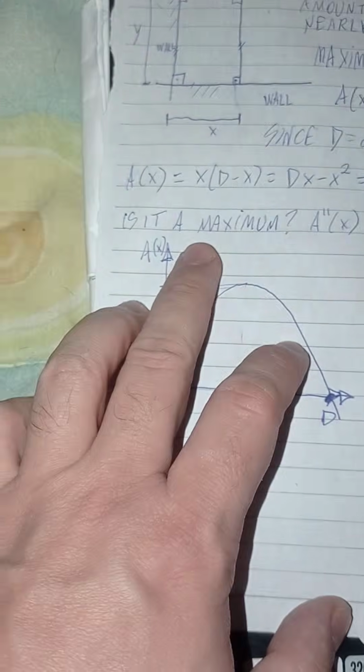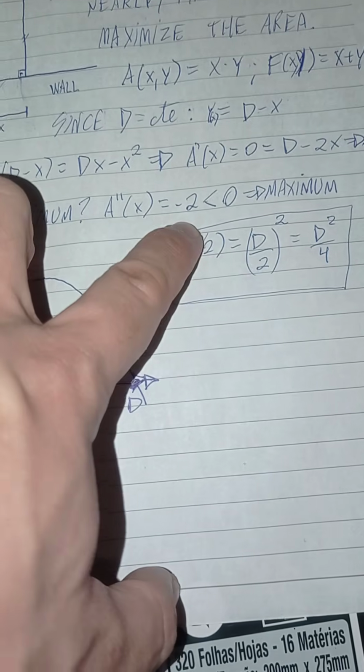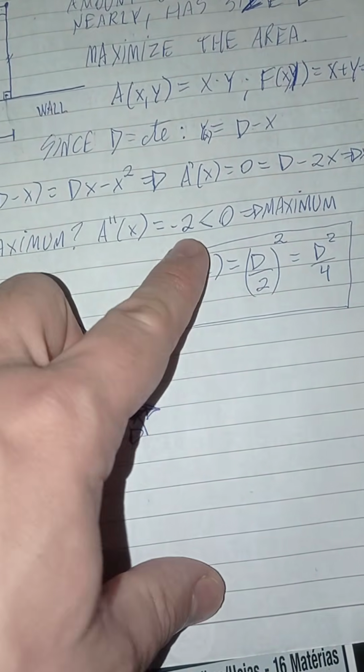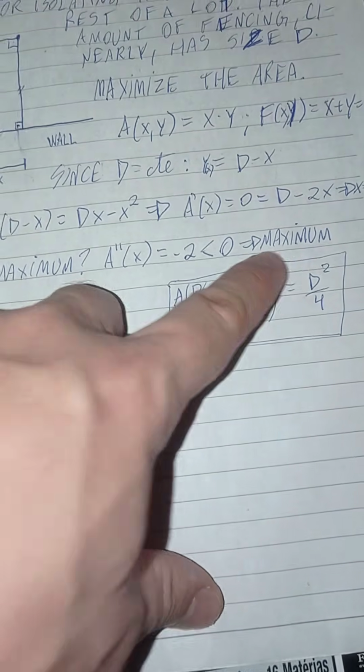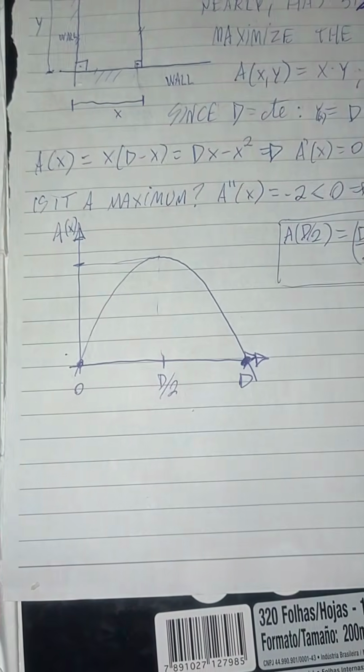And is this a maximum? Yes, it is a maximum. The curvature in the point of our solution, and in any point, in fact, is going to be minus 2, which is smaller than 0, so this is a maximum. And from drawing the function, you would discover that.